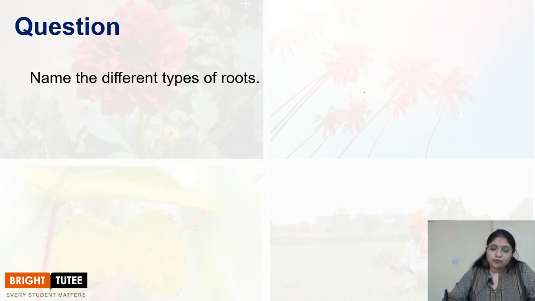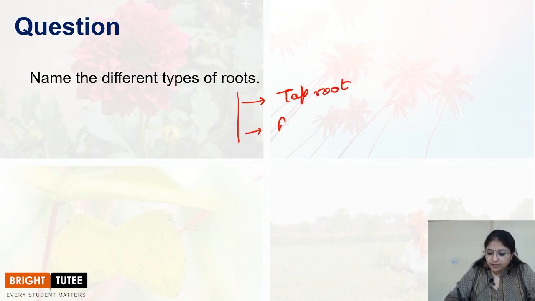Name the different types of roots. So there are two types of root. First is the tap root and the other is the fibrous root system.